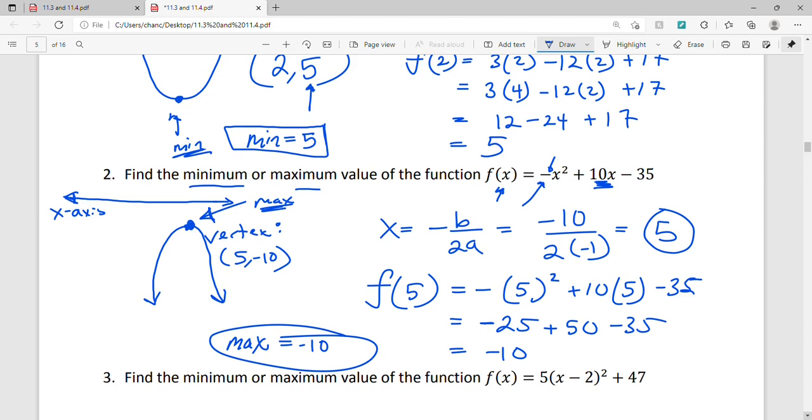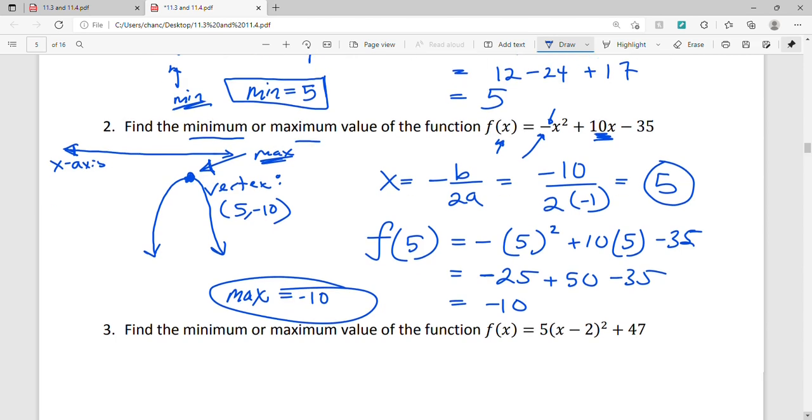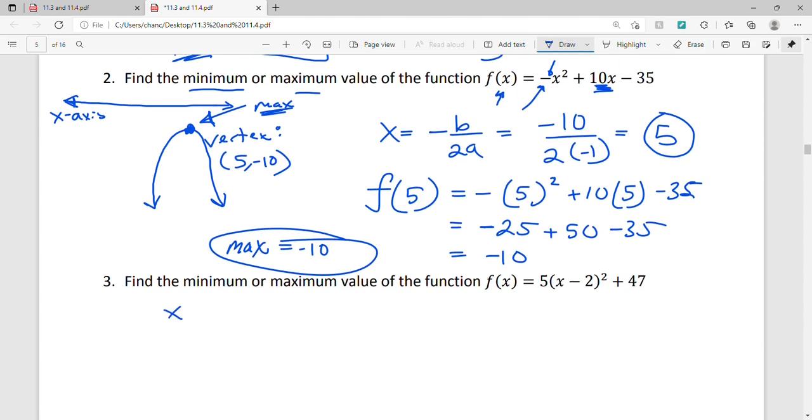Let's try it again for the third example. Now we could use x equals negative b over 2a again and then plug it in to find the y coordinate, but that's a very tedious task because we would have to square this out, then distribute the 5. That's just tedious. But I could read off the vertex a lot quicker. The vertex is 2, 47.